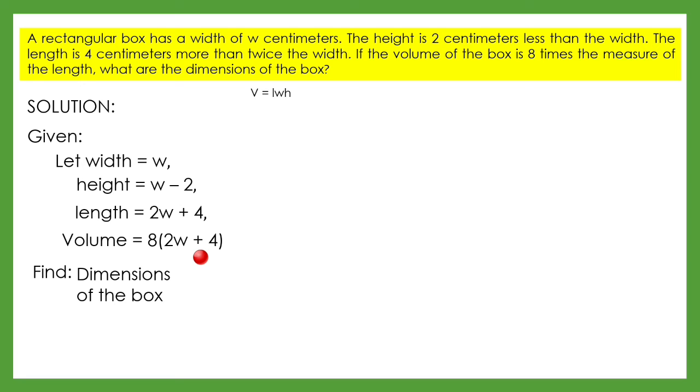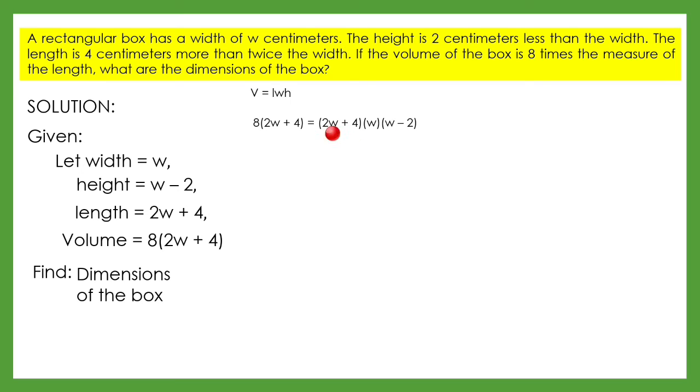Okay, alam natin na ang volume ay kinukuha as length times width times height. Therefore, yung mga given natin, isa-substitute natin dito sa formula. So, first, V, volume. So, meron tayong 8 times 2W plus 4. Length, 2W plus 4. Width is W. And then, height is W minus 2.